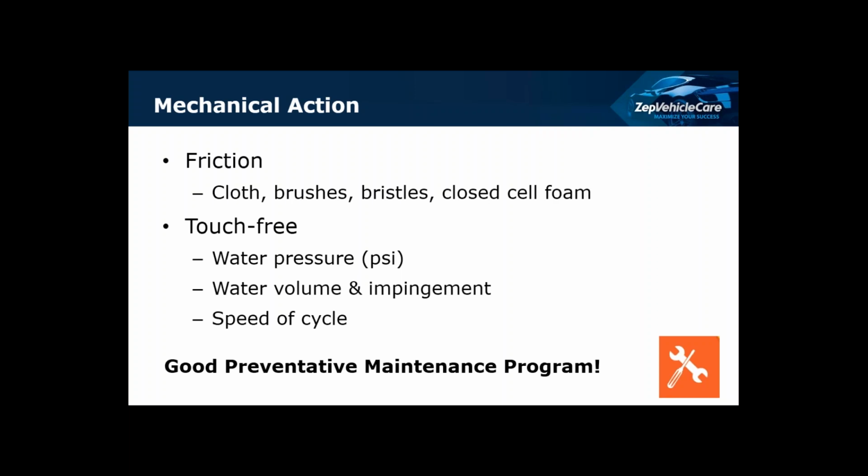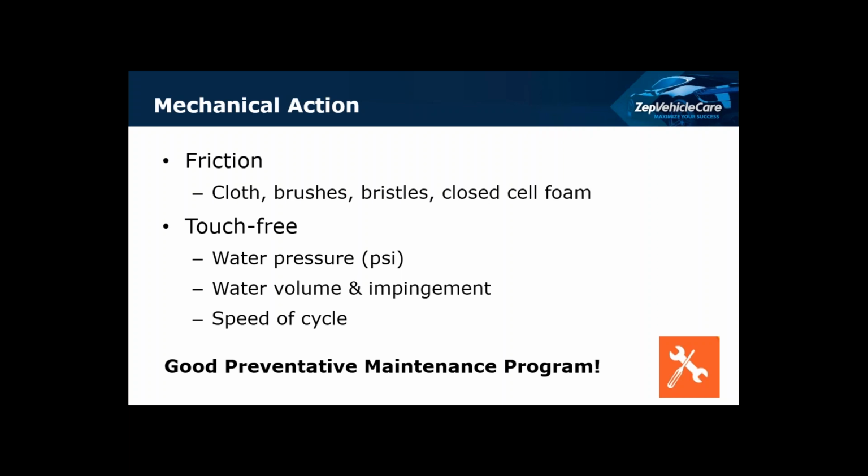And speed of the cycle, whether it be conveyor speed of a tunnel, or the pass speed on an in-bay automatic, speed of cycle determines cleanability as well on mechanical action for a touch-free application, and for a friction application too. If you're going too fast and don't have your brushes and all adjusted, it could swing out and you could miss some side areas on a vehicle.